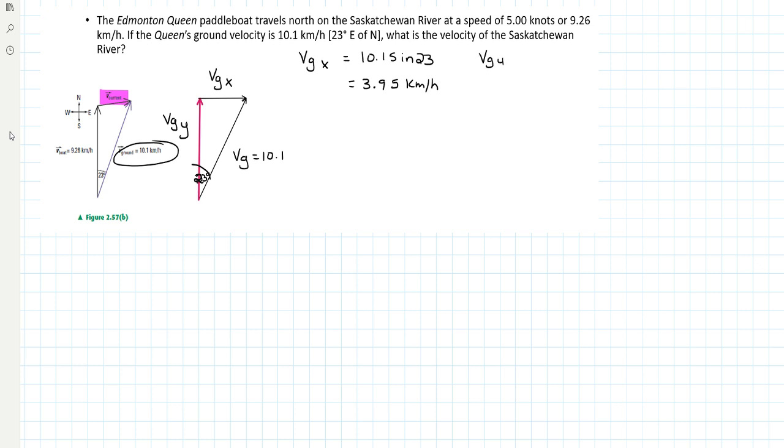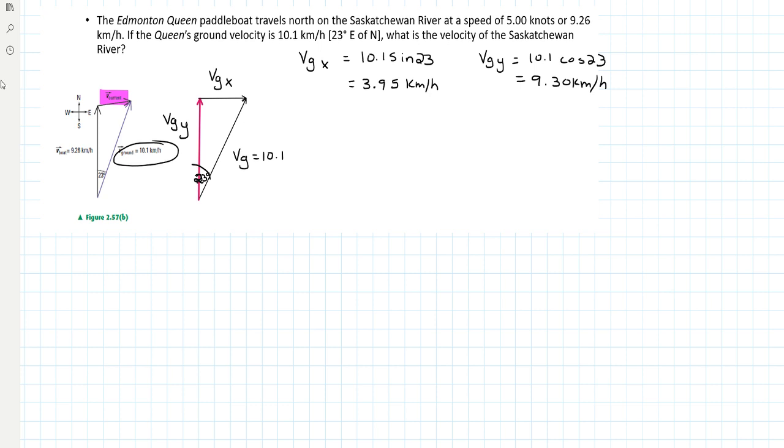Then our VGY will be 10.1 cos 23, which gives us 9.30 kilometers per hour, which again makes sense. That's in the northward direction. That is positive.